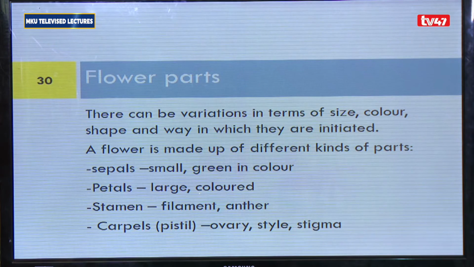And for the flowers, we said they vary in terms of size, in terms of color, and even in terms of shape. And we said the different colors and shapes they may have, and even the size, is an adaptation to the different pollinating agents that the flowers tend to attract. And basically, these are the different parts of flowers that you've already talked about. You've mentioned you expect to find the sepals, the petals, the stamens, and the carpels.